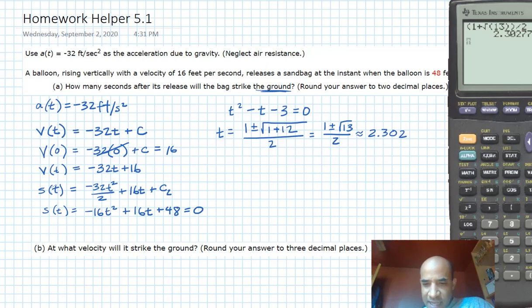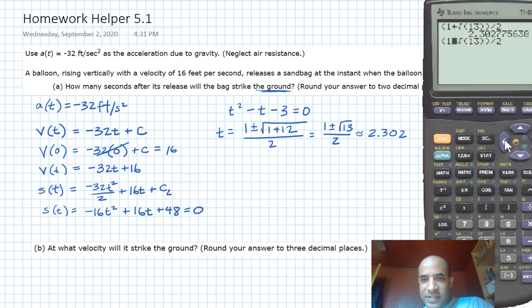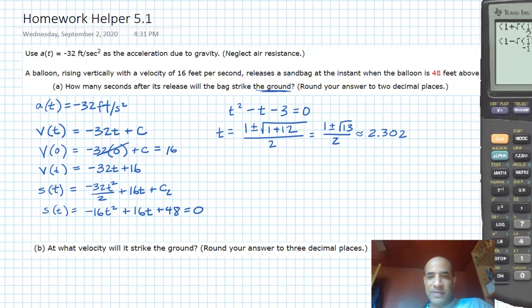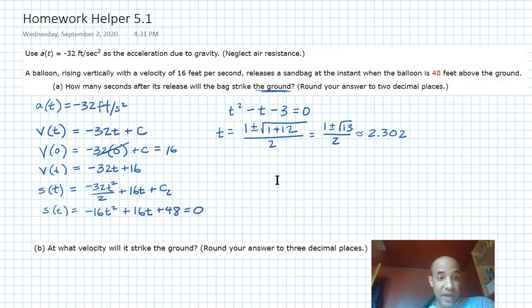And let's do the other one. If instead I just put in the last entry and do minus instead of plus, right? Because the other one will be minus there. Okay, that gives me a negative number. Now, negative time doesn't make any sense, so I'm going to ignore that negative solution, right? So the time is going to be 2.3. That's about when it's going to hit the ground, okay? It says round your answer to 2 decimal places. That's 2.30 or 2.3. Great, so that's the first question.